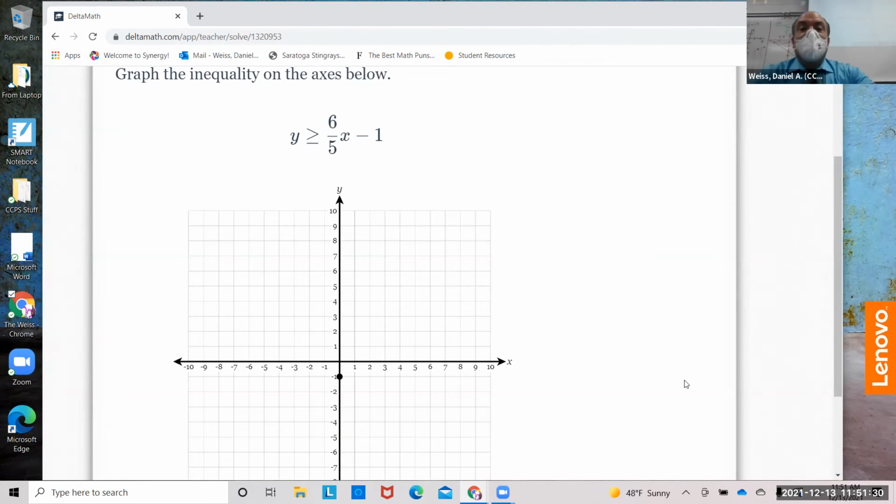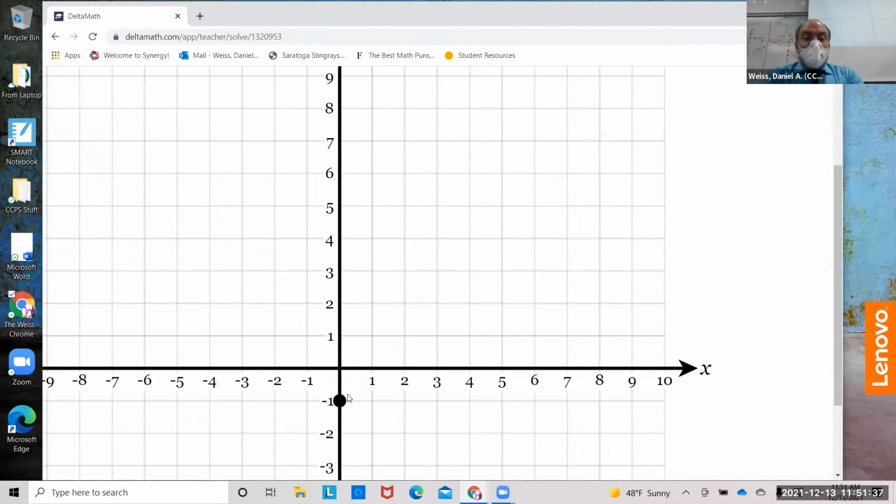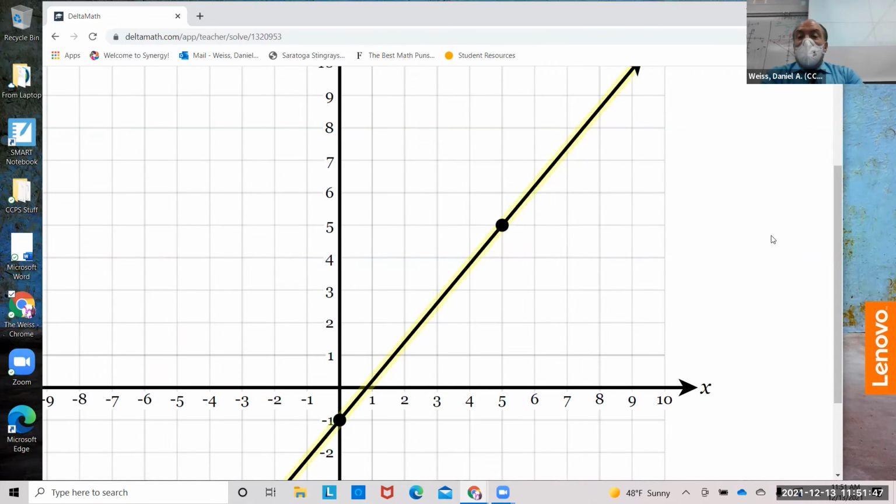Up 6/5. Watch this, right? From here, I go 1, 2, 3, 4, 5, 6. Then over 1, 2, 3, 4, 5. Click, boom. Now, here's what's going to happen.